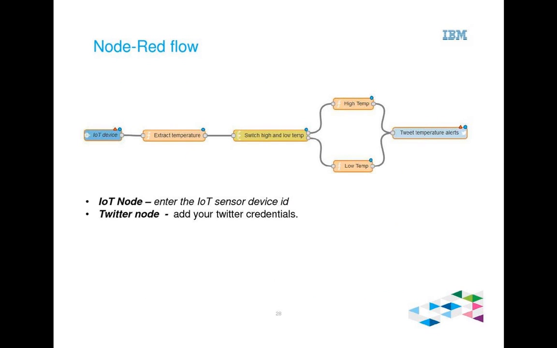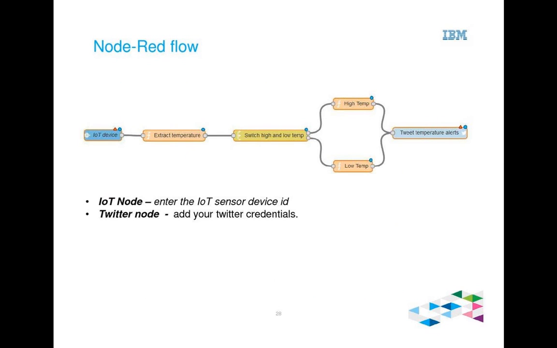So when you go to Node-RED, these are the pre-configured nodes for you. Instead of Twitter, you may have a Facebook node, so instead of sending a tweet message, you can send it to Facebook. Or you may have an SMS node. Twilio is what we use to send SMS. Very, very interesting application. Have a look on Bluemix.